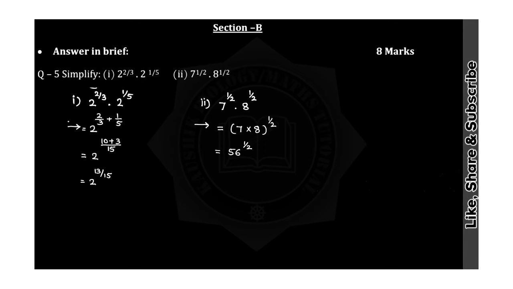Now we start section B. Answer in brief. Section B has a total of 8 marks, and here each question has 2 marks. Now question number 5, simplify. First it is given 2 raised to the power 2 by 3 into 2 raised to the power 1 by 5. Now see here, if we consider the laws of exponents, the base in both numbers is the same, but their powers or exponents are different and they are in multiplication.